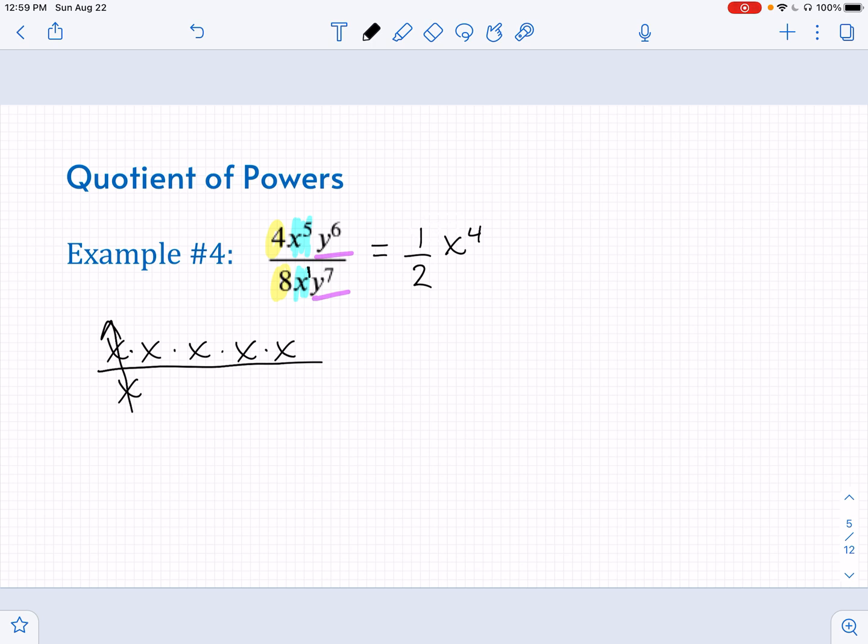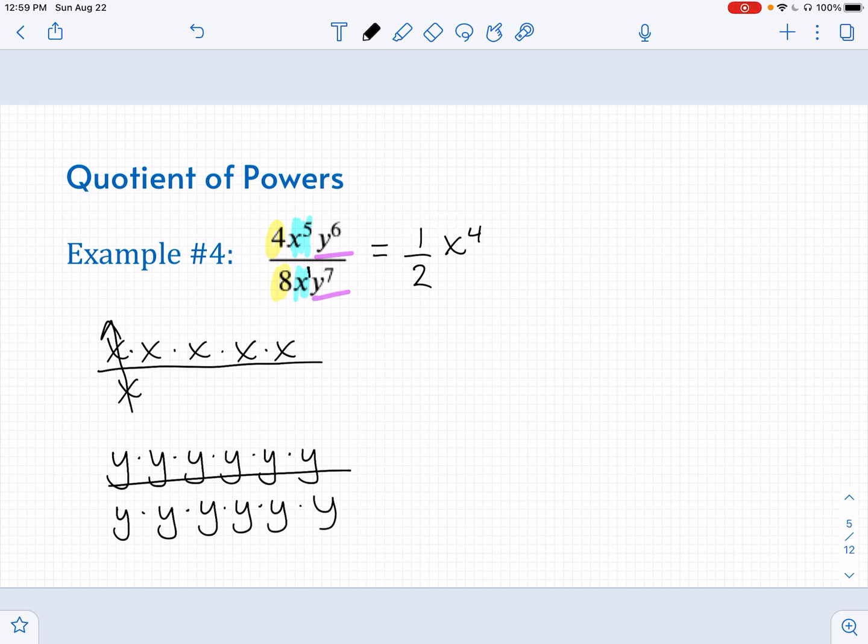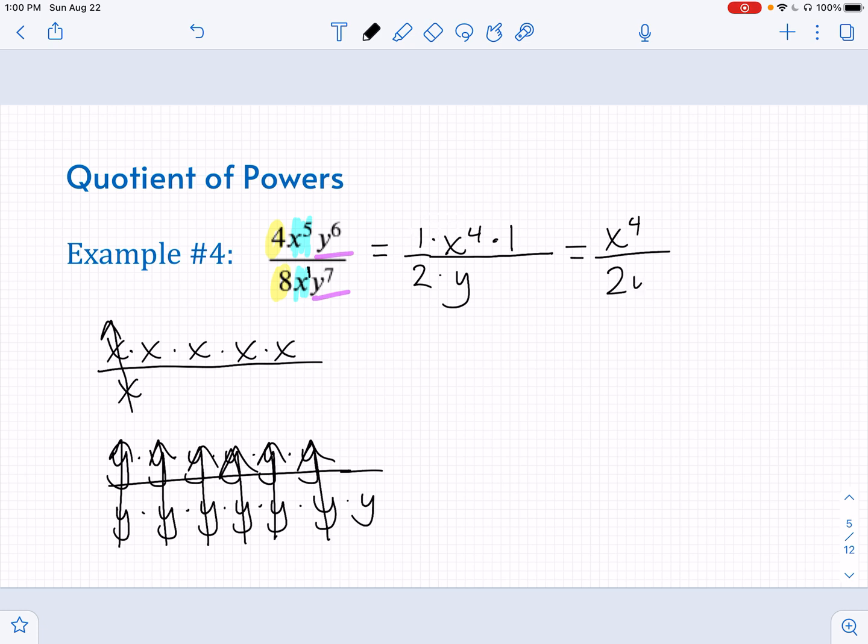As far as the y's go, if I were to write out 6 y's being multiplied, because that's what exponents are, repeated multiplication, and then 7 in the denominator, then you're going to have a whole lot of pairs of 1s. Divides to 1, divides to 1, divides to 1. So really what you're left with is 1 times 1 times 1 times 1 times 1 times 1 all over y. So you can simplify this down to x to the 4th over 2y.